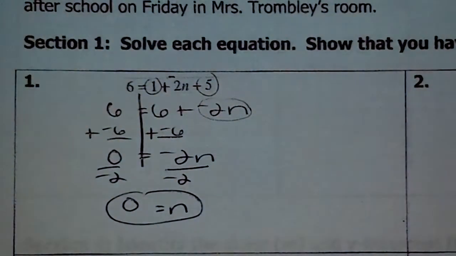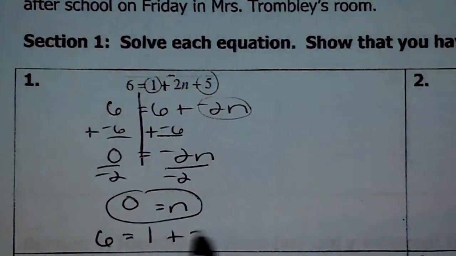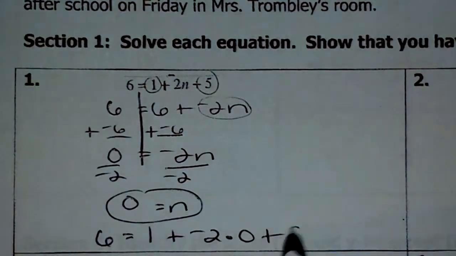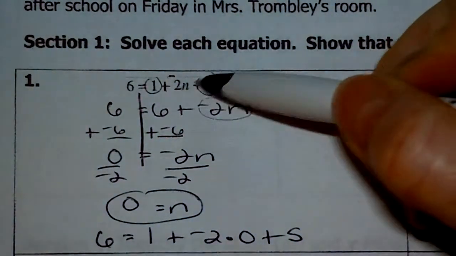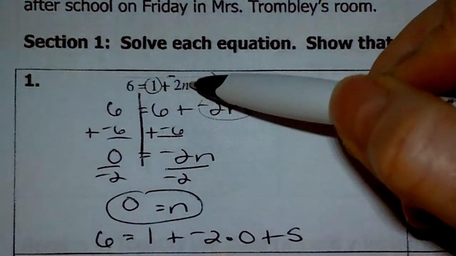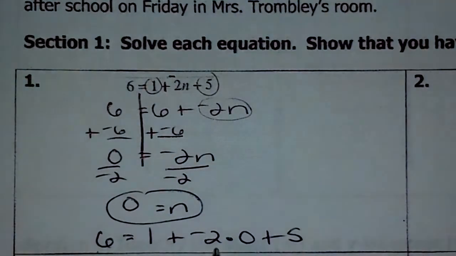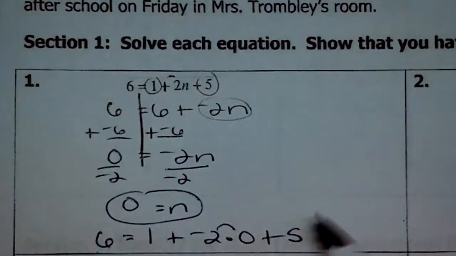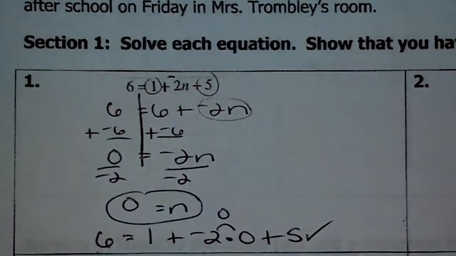Maybe I'll show you how to do one check. So 6 will equal 1 plus -2 times 0 plus 5. All you do to check it is you rewrite what's in the original equation, but you replace the letter with the number that you got. So 6 should be equal to 1 plus -2 times 0 plus 5. -2 times 0 is 0, and 1 plus 5 is 6. Bam. We know that it's right. All right, move on to number 2.